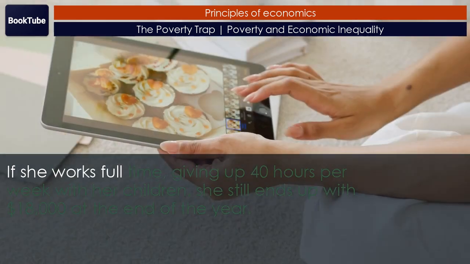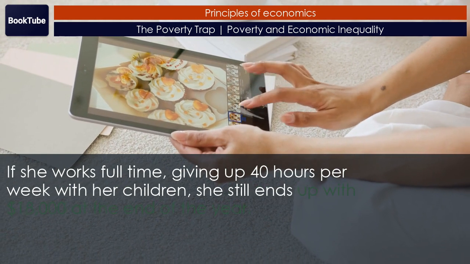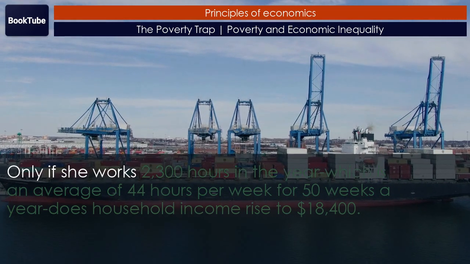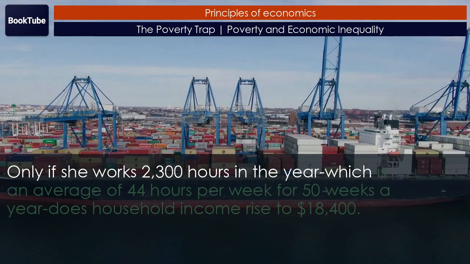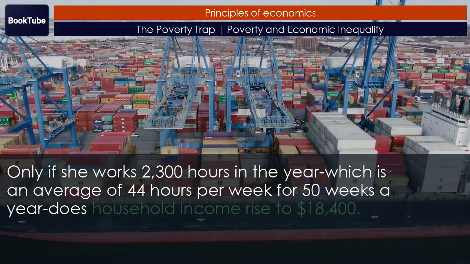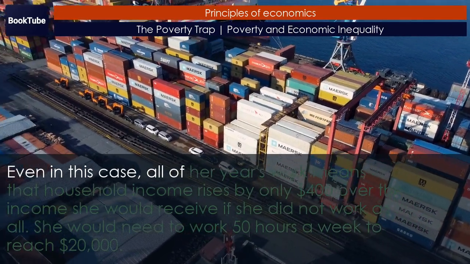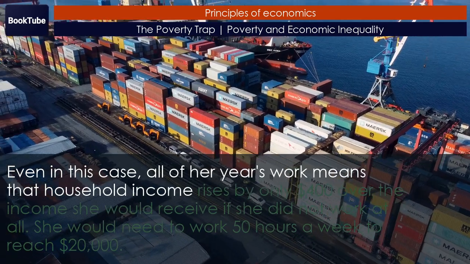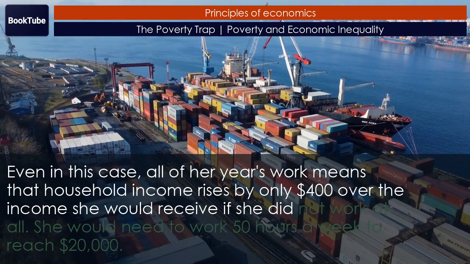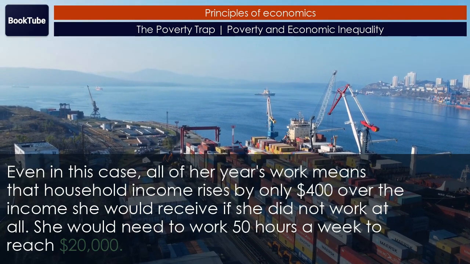If she works full-time, giving up 40 hours per week with her children, she still ends up with $18,000 at the end of the year. Only if she works 2,300 hours in the year, which is an average of 44 hours per week for 50 weeks a year, does household income rise to $18,400. Even in this case, all of her year's work means that household income rises by only $400 over the income she would receive if she did not work at all. She would need to work 50 hours a week to reach $20,000.